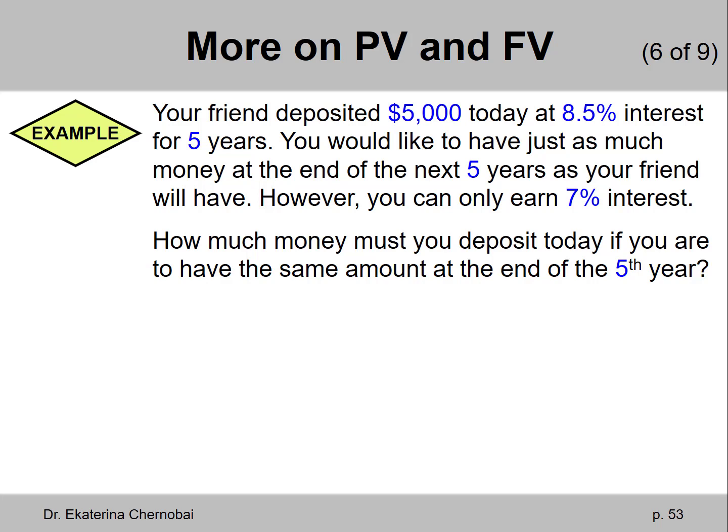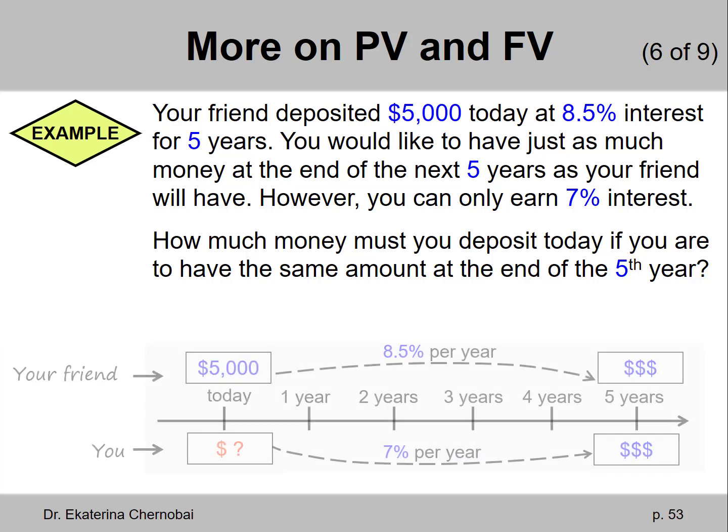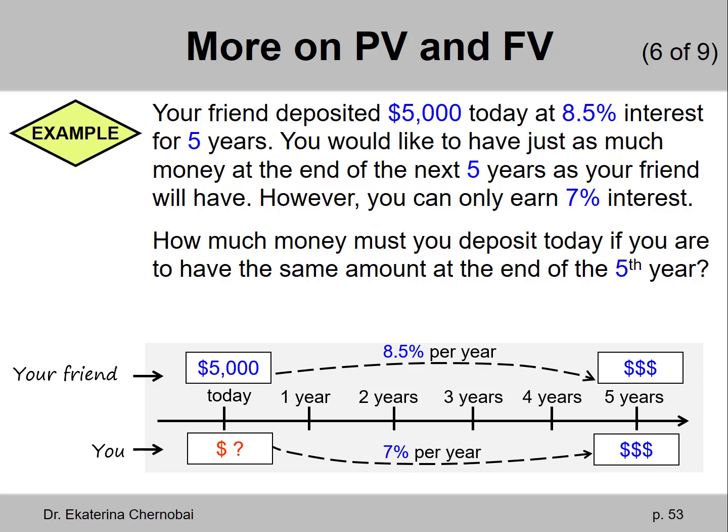Do we need to find the present value or the future value? First, let's summarize more visually what's happening. We have two people, your friend and yourself. Your friend deposits $5,000 today.